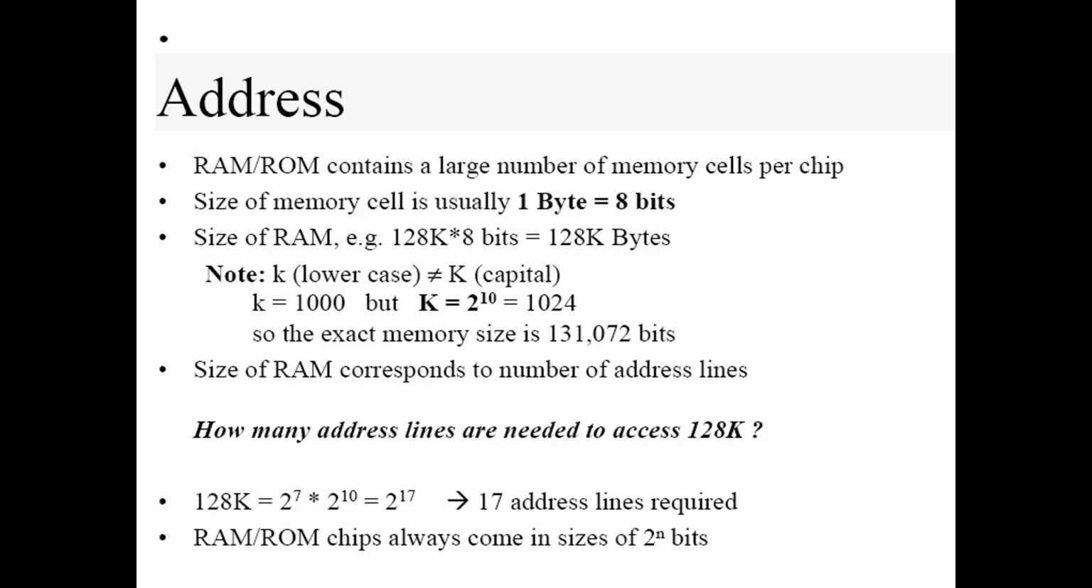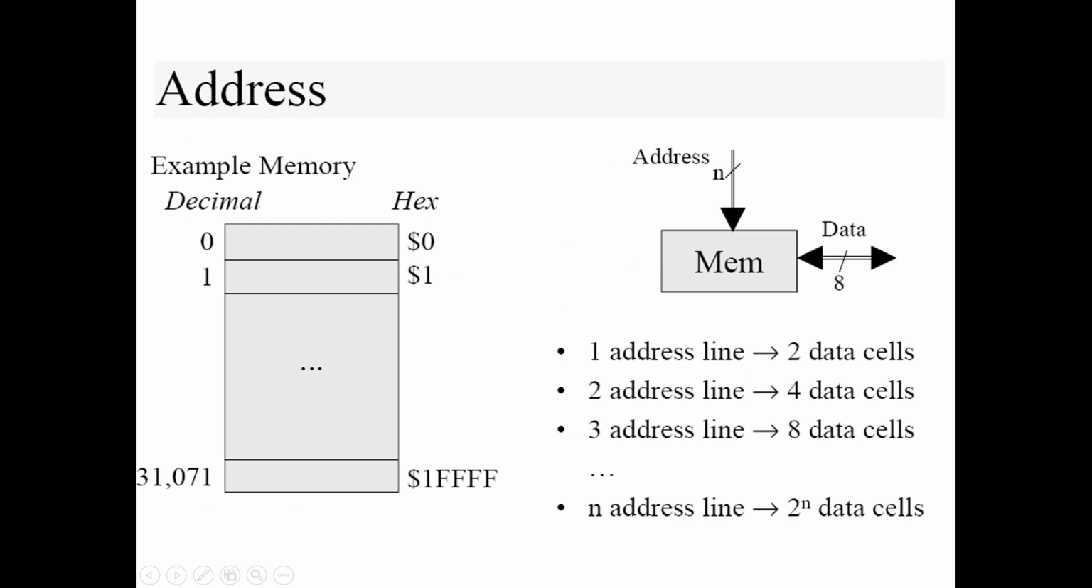The size of ROM corresponds to the number of address lines. So how many address lines are needed to access 128K? 128K is equal to 2 raised to 7 times 2 raised to 10, which is equivalent to 2 raised to 17. Therefore, we have 17 address lines required. RAM or ROM chips always come in sizes of 2 raised to n bits.